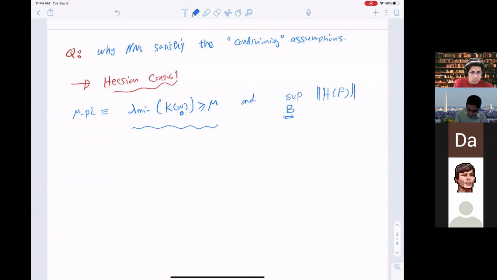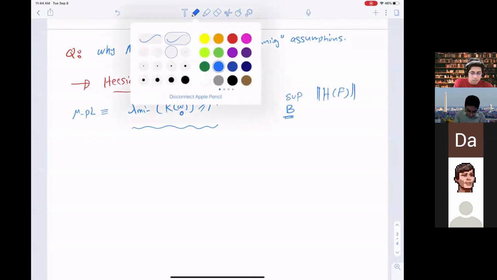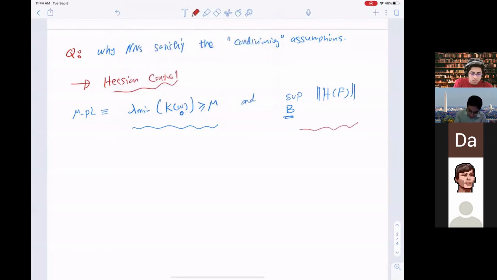Before, I assume the eigenvalues of my Hessian are bounded in a ball, and I also assume I have the mu-PL condition being satisfied in a ball. Here I'm saying, okay, maybe this is harder to compute, so I'm just going to show this is satisfied at my initialization, and then I have a curvature bound within a ball. Then there is a hope, right? So why is there a hope?